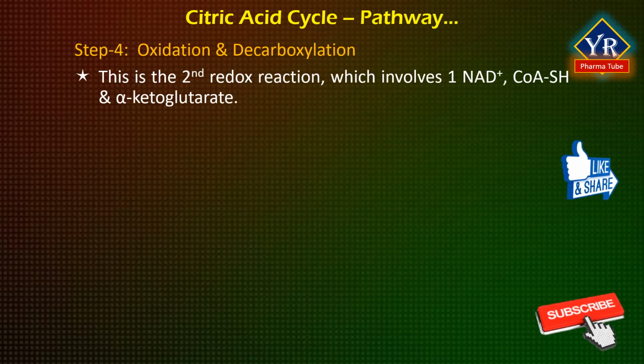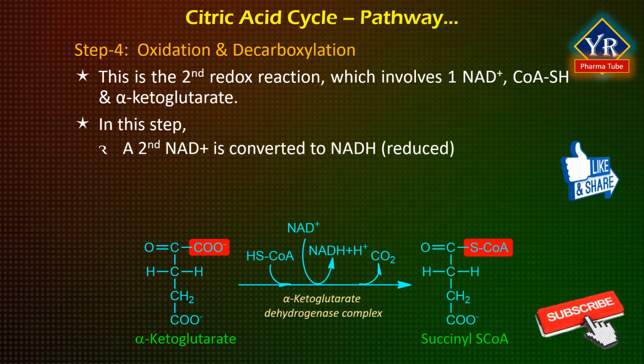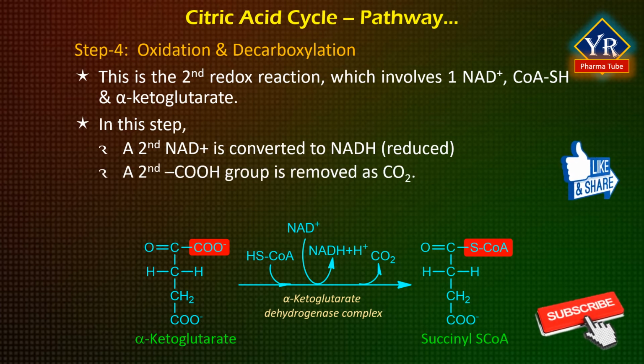The fourth step is the second redox reaction of the cycle, or the generation of the second carbon dioxide molecule by an oxidative decarboxylation reaction, which involves 1 molecule of NAD+, coenzyme A and alpha ketoglutarate. The catalyst is a 3-enzyme system called the alpha ketoglutarate dehydrogenase complex. In this step, a second NAD+ is converted to its reduced form, that is NADH. A second carboxyl group is removed as carbon dioxide.